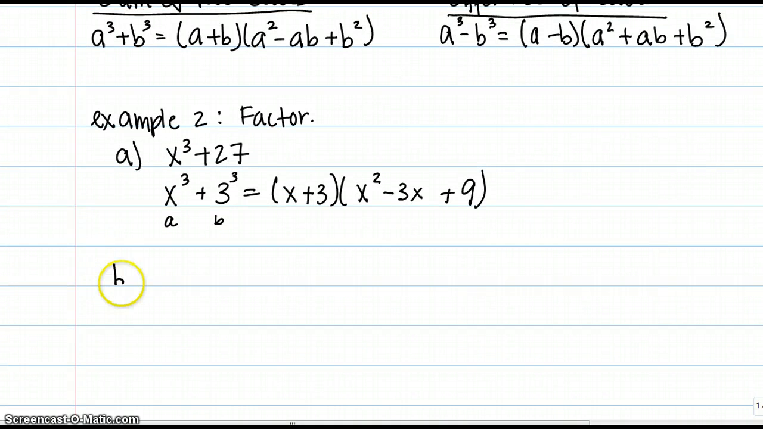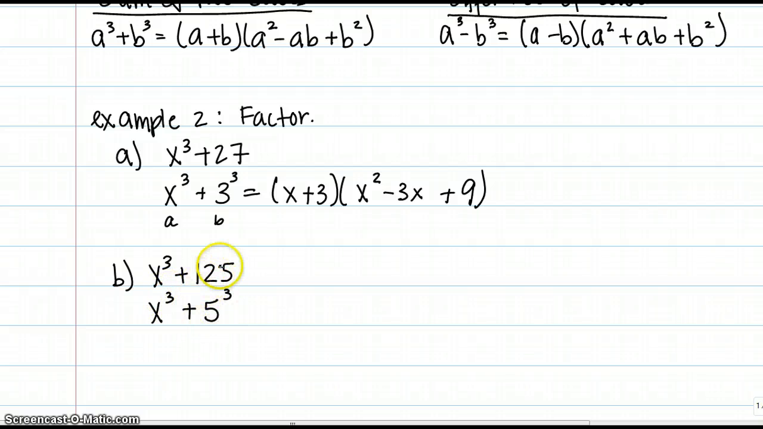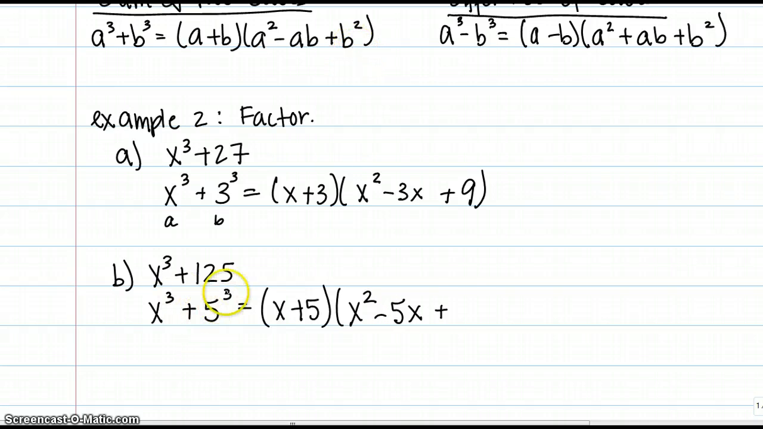So let's try another one. If I have x to the third plus 125, and I want to factor it, I can rewrite this as x to the third plus 5 to the third, because 5 to the third is 125. So again, I'm just plugging these values into my formula. A plus b is x plus 5. Then I have a squared, which is x squared, minus a times b is 5x, plus b squared is 5 squared, which is 25.